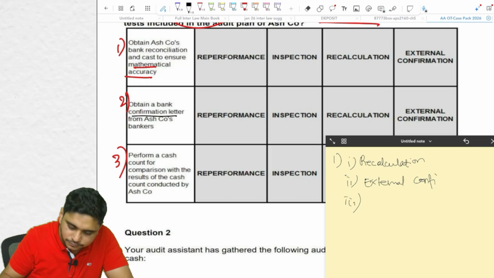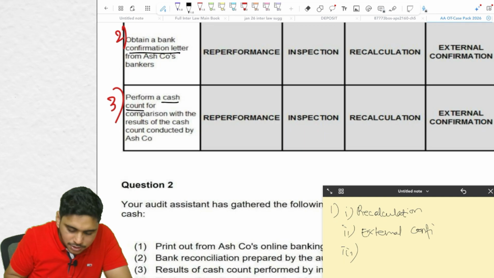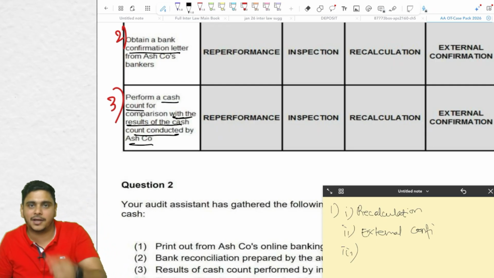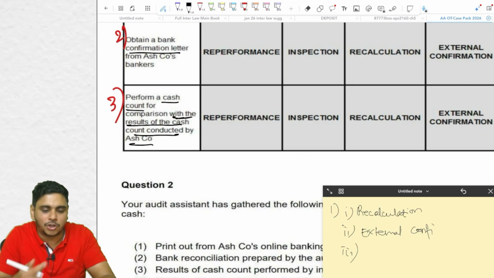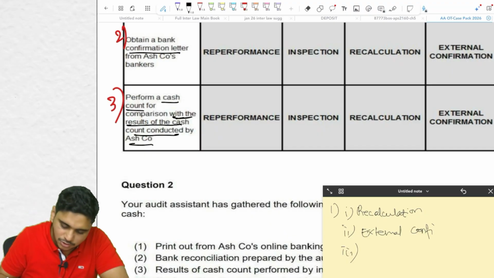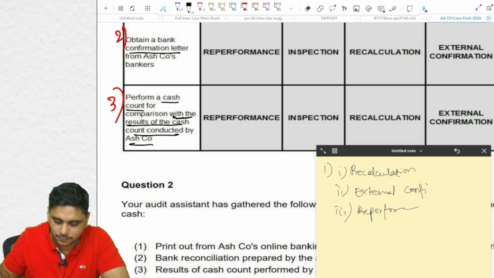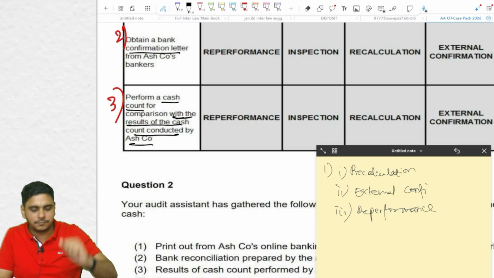Third, perform a cash count for comparison with the results of the cash count conducted by ASCO. So you have done once, now you are doing again. Somebody has done one procedure, you are doing again. So when you do a procedure again, it is called what? Reperformance. My third answer is reperformance. Understood?